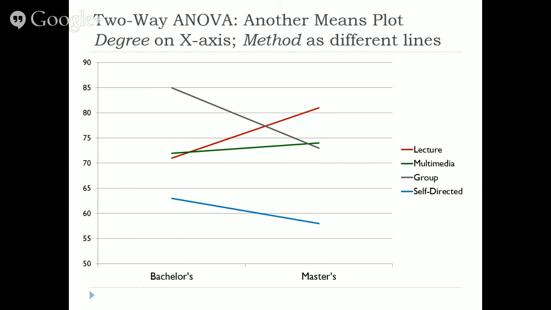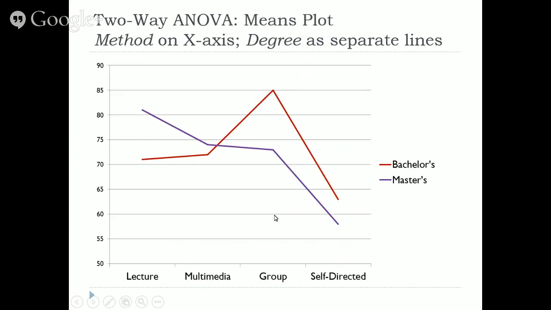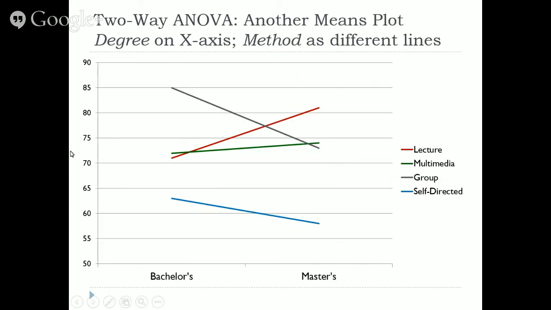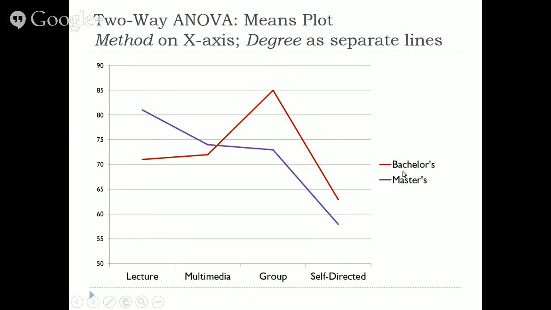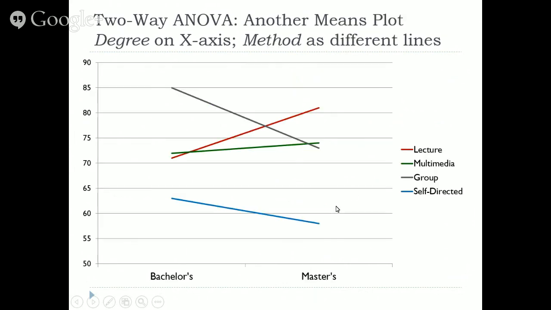We could rearrange the graph by putting factor B on the x-axis and factor A as separate lines. And that might help us see things a little bit more clearly as well. Now we can compare the different methods to each other more directly. So here, I think it's easier to compare the different levels of education of the teachers to each other. But here it's a little easier to directly compare the teaching methods to each other. And we can see that self-directed is not doing great. But we can see that here too, because the self-directed means are both pretty low. I mean, all the data is in both graphs.